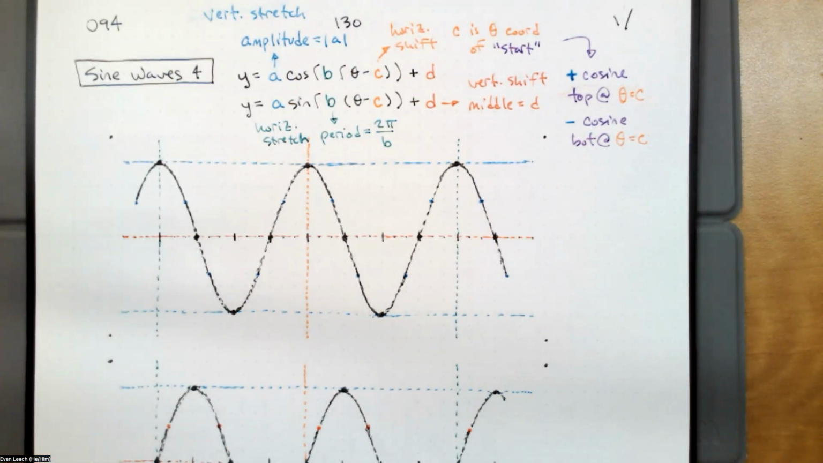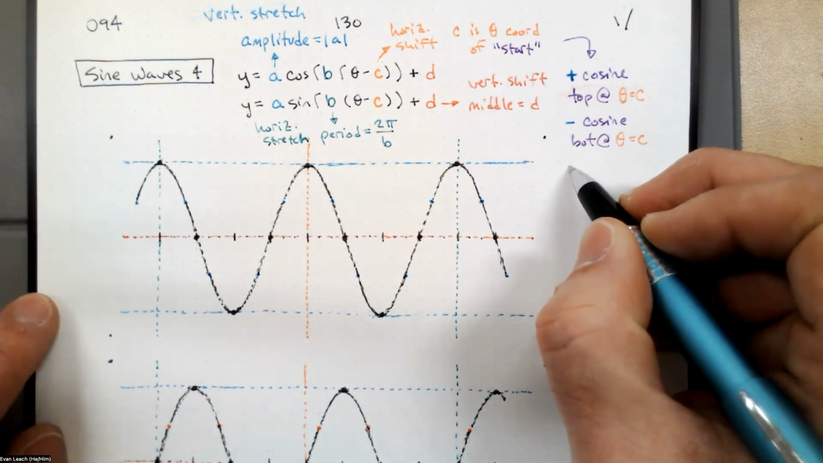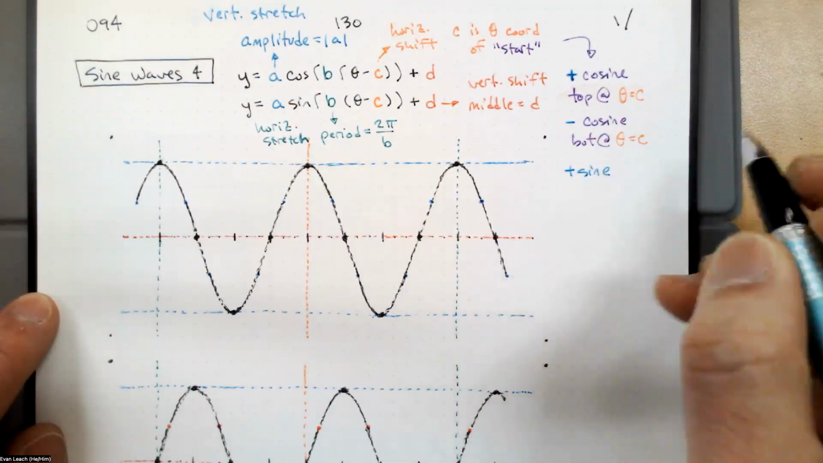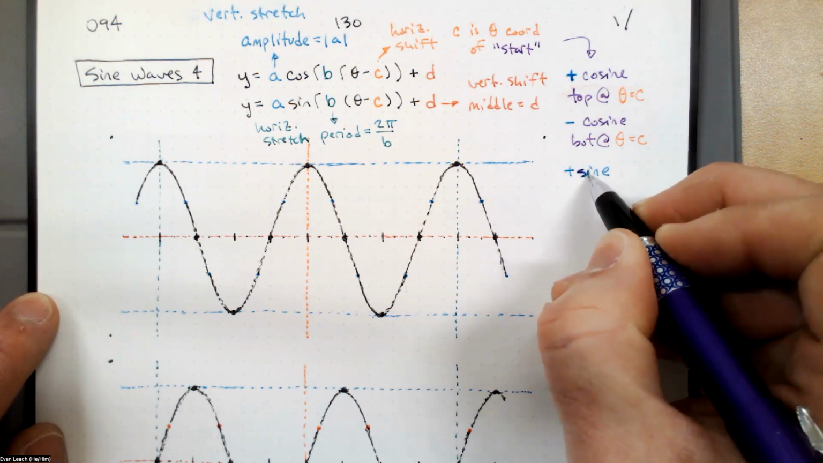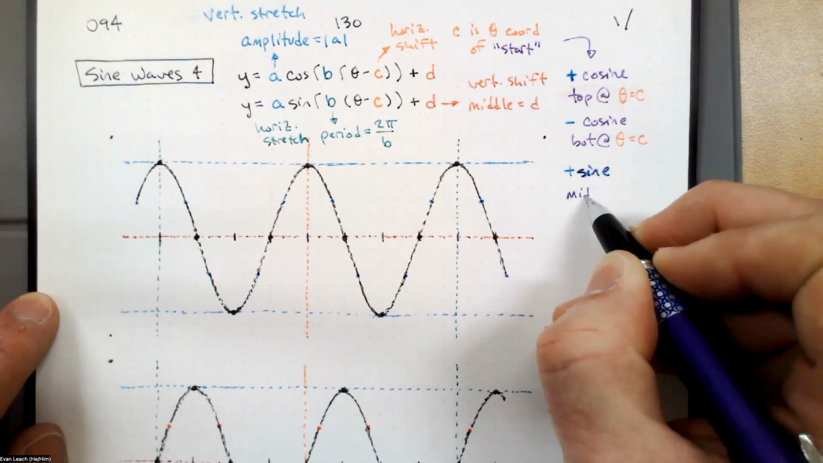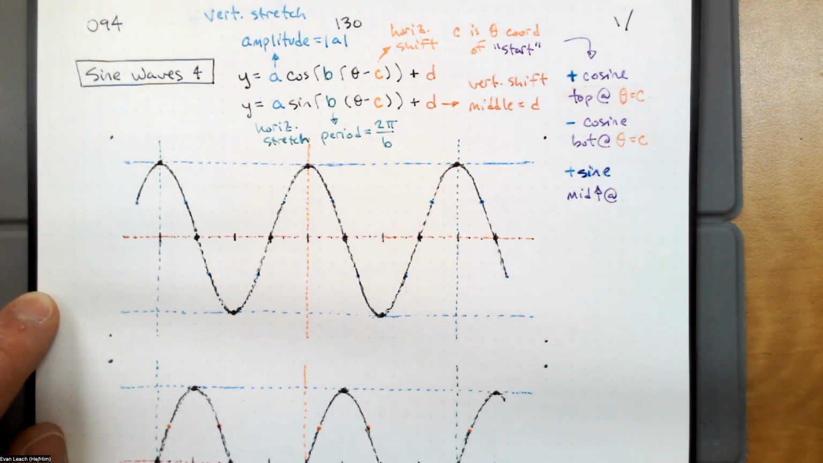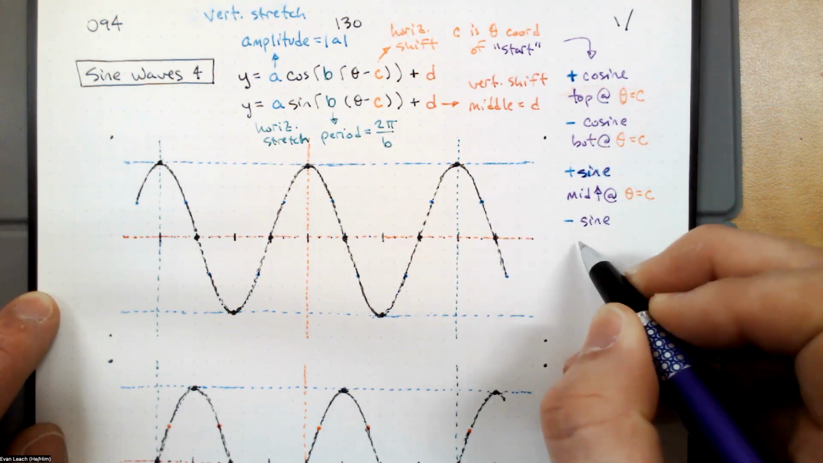Positive cosine starts at the top. When we say start, we mean C. Positive sine is at the middle going up when theta equals C. And negative sine is at the middle going down.